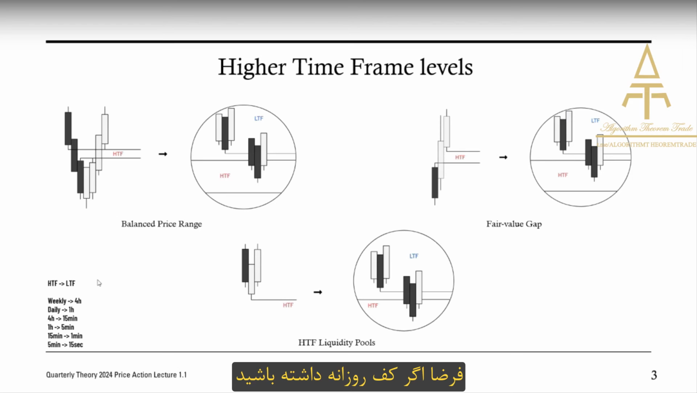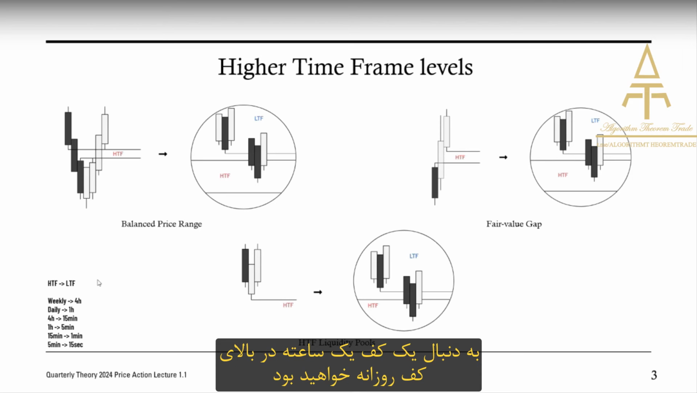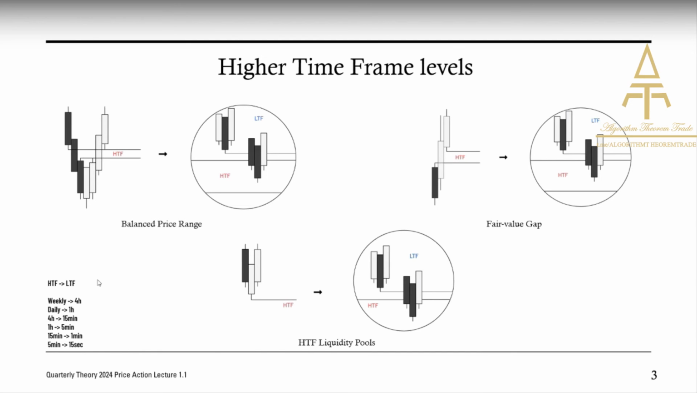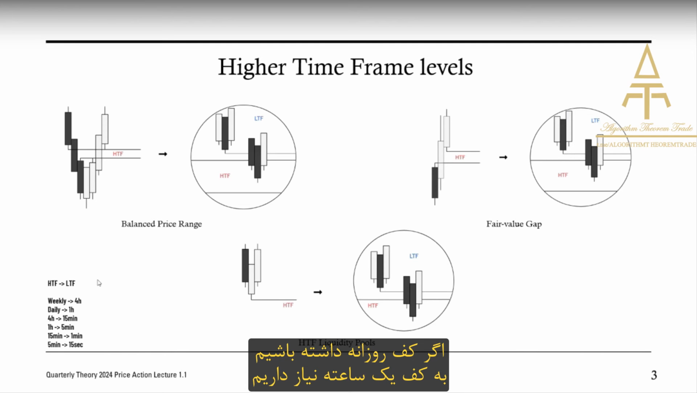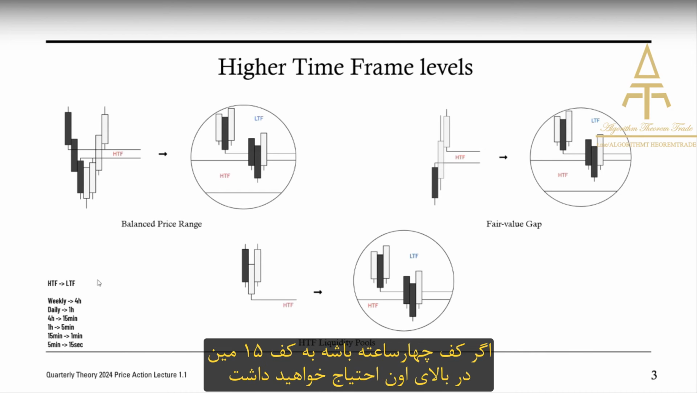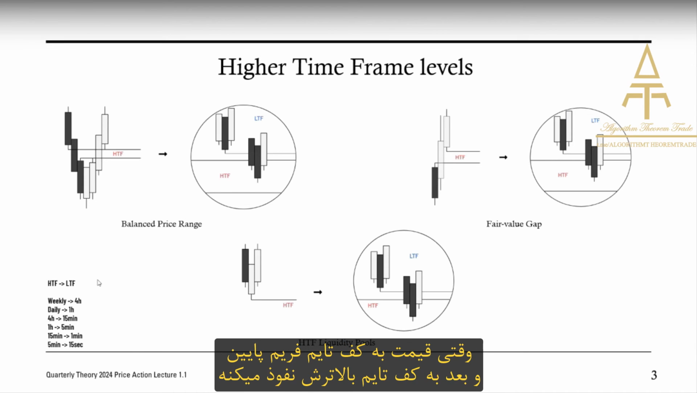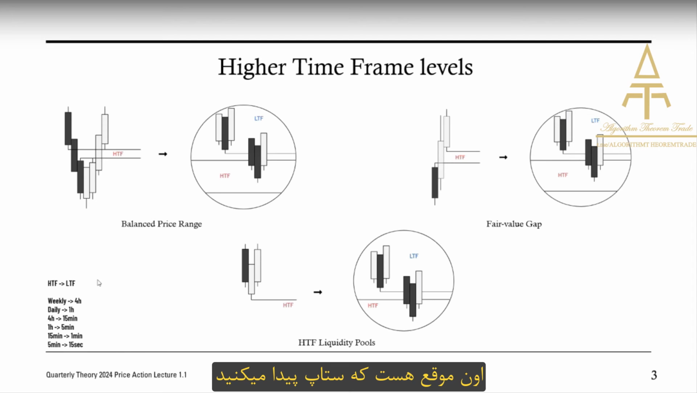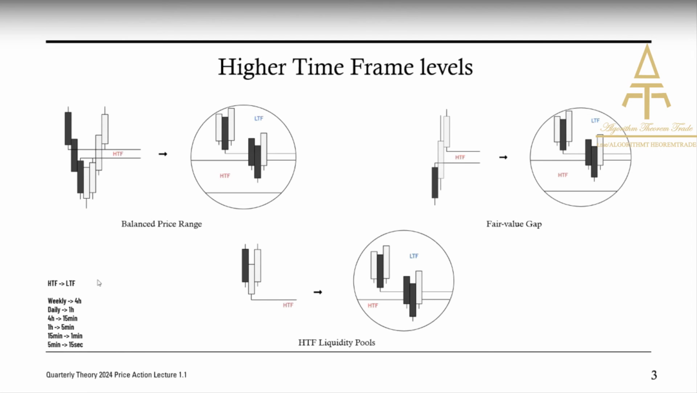So if you have a daily low, you would want to see a 1-hour low above that daily low. I hope that I'm being clear. If I'm not, then I'll probably have to answer a few questions, and that's fine, right? So if we have a daily low, you need a 1-hour low. If you have a 4-hour low, you need a 15-minute low above that 4-hour low. When price breaches a lower time frame low and then the higher time frame low, that's when you will find a setup, right?